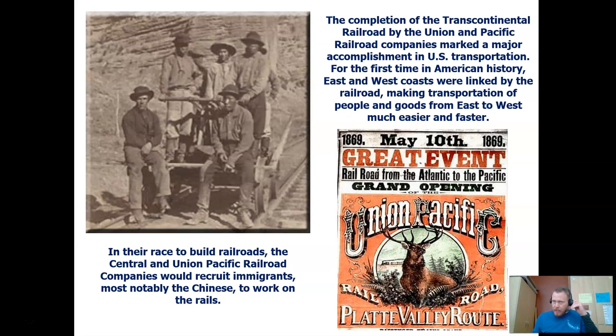Now, that doesn't mean that there's one line that connects the East Coast to the West Coast. We already know that there was a system of railroads all over the East. We talked about that when we discussed the Civil War. They were more prominent in the North than they were in the South, but there was a system of railroads there. What this transcontinental railroad did is it connected the West Coast to that system of railways.